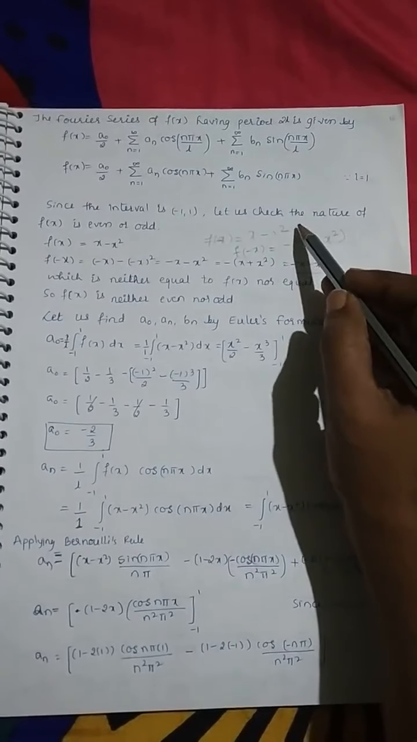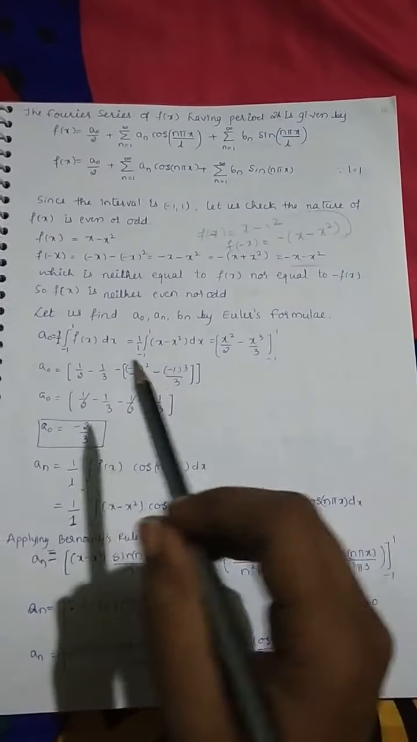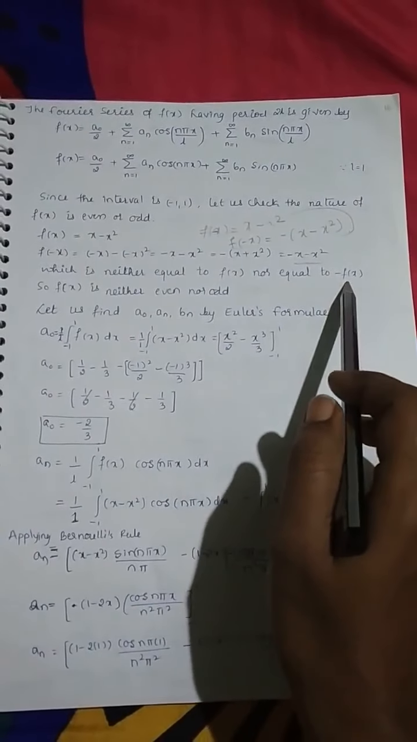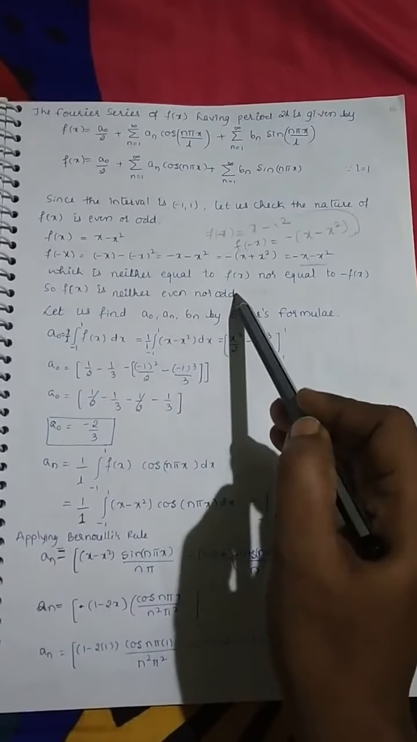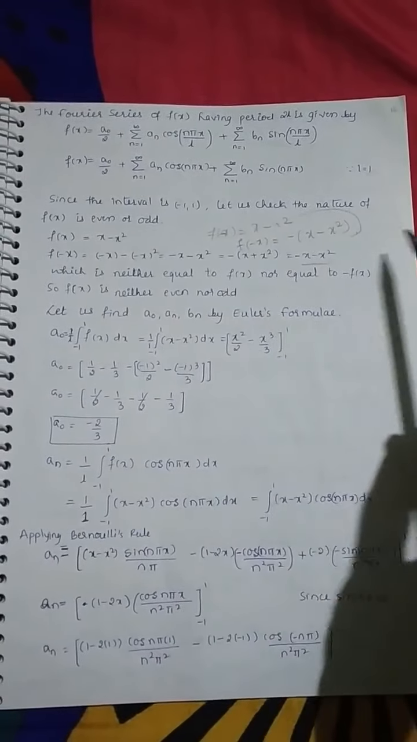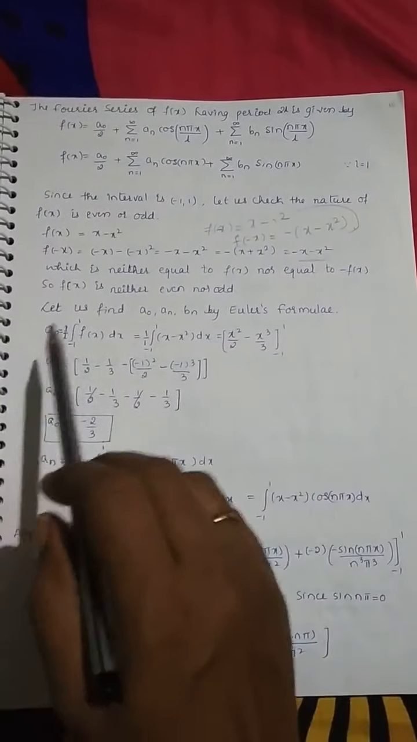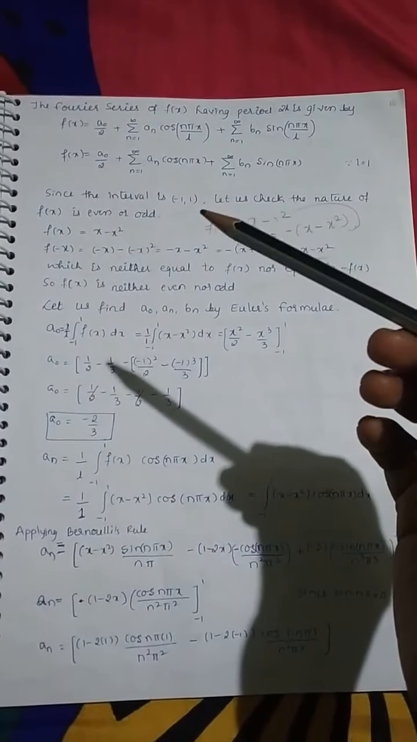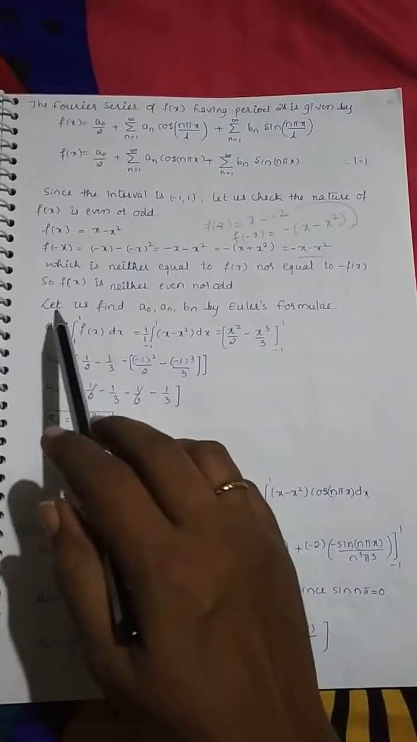But here we have not obtained either of these. Therefore, f of minus x is neither equal to f of x nor equal to minus f of x. So f of x is neither even nor odd, meaning f of x is neither an even function nor an odd function. In that case, we need to find all the terms, that is a naught, an and bn.